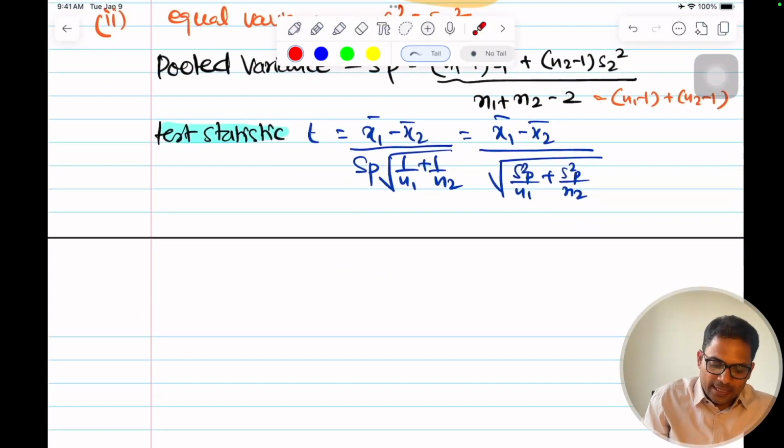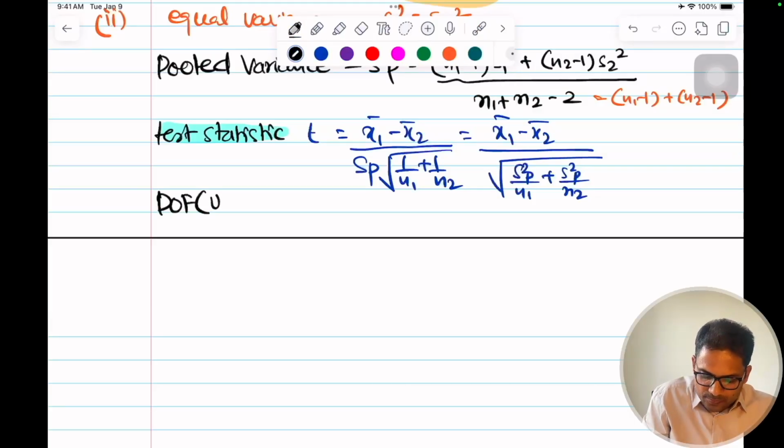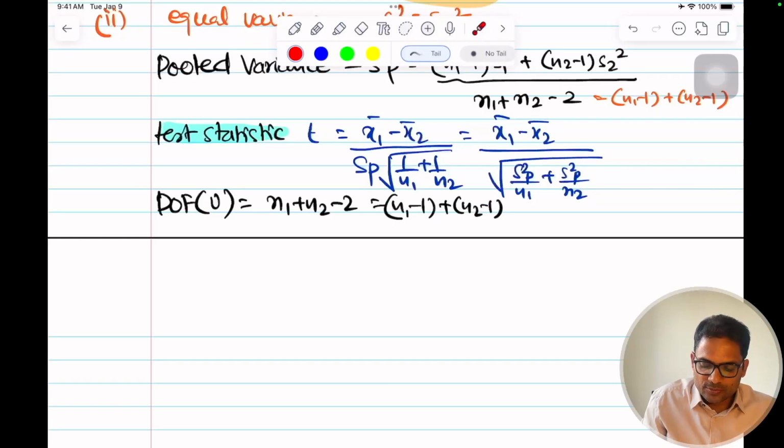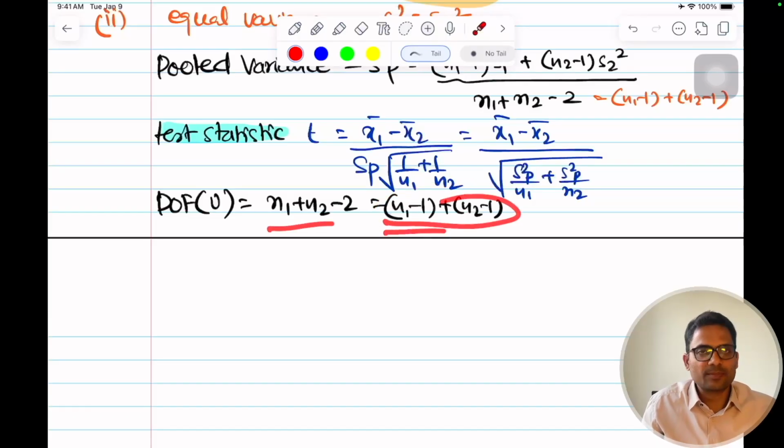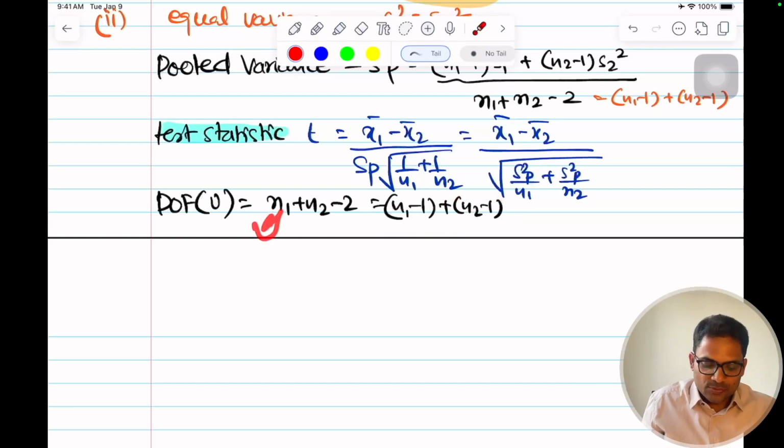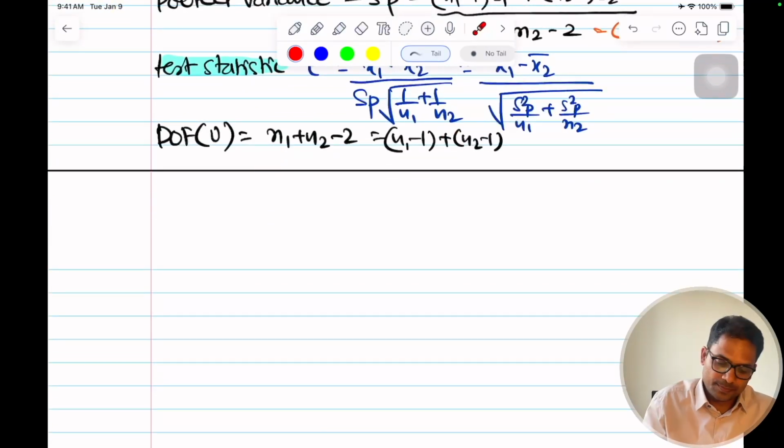Now here the degrees of freedom v will be equal to n1 plus n2 minus 2, that is equal to n1 minus 1 plus n2 minus 1. So that's what we have seen earlier in the one sample test also. So that's why it is coming like this. Let's quickly solve a problem here and you will understand.